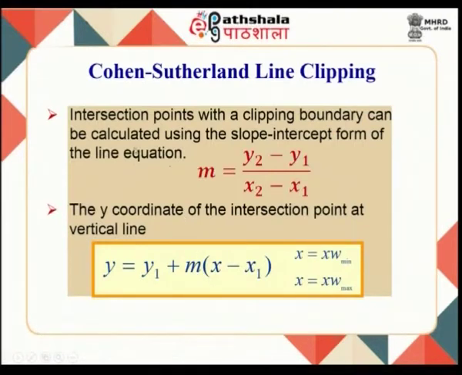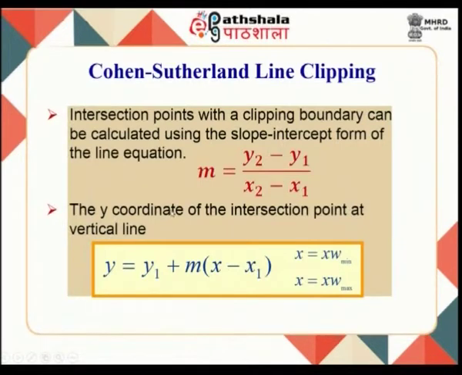Point slope form of a line. The intersection points with a clipping boundary can be calculated using the slope intercept form of a line. That is, we know that slope can be calculated by this equation, m is equal to y2 minus y1 by x2 minus x1, assuming x1 y1 and x2 y2 are the two endpoints for a line.